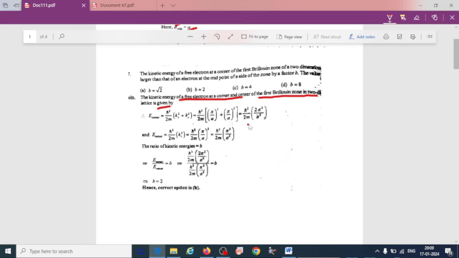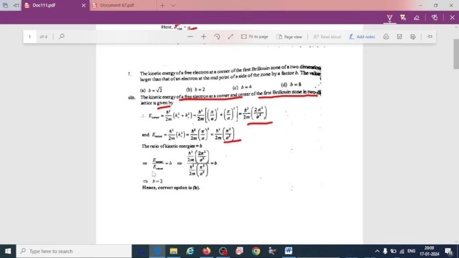So this is going to be what? ħ² divided by 2m, 2 pi square by a square. Then what you have to do? So the energy of this at the corner, that is, what kz you have to evaluate. So then you will get kz in terms of this equation.